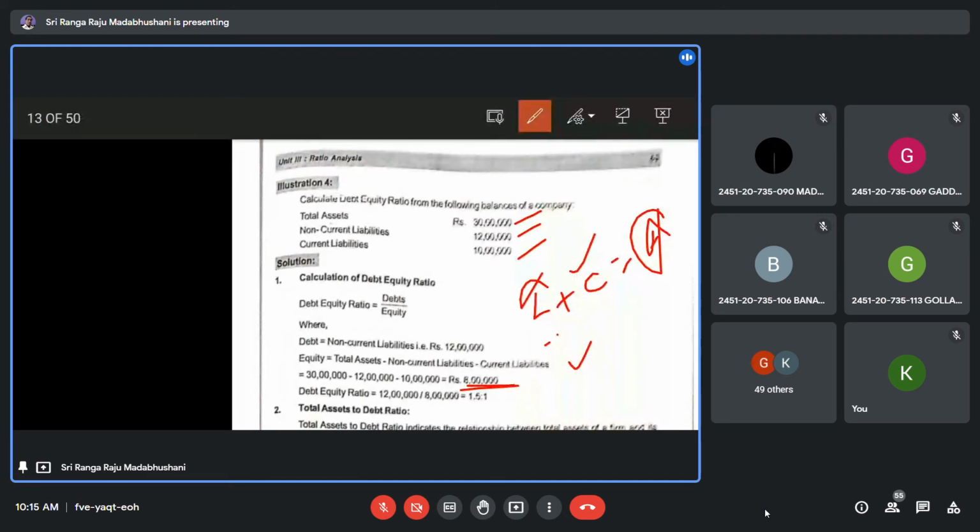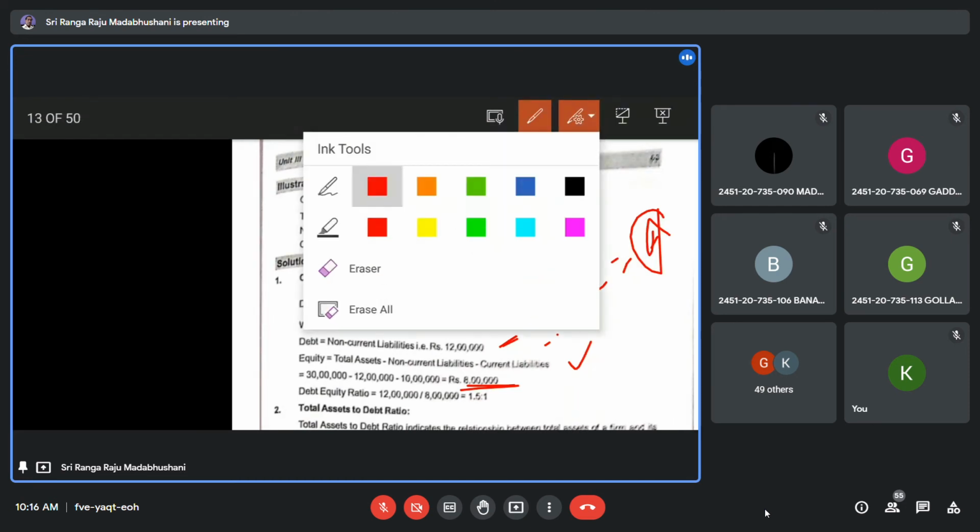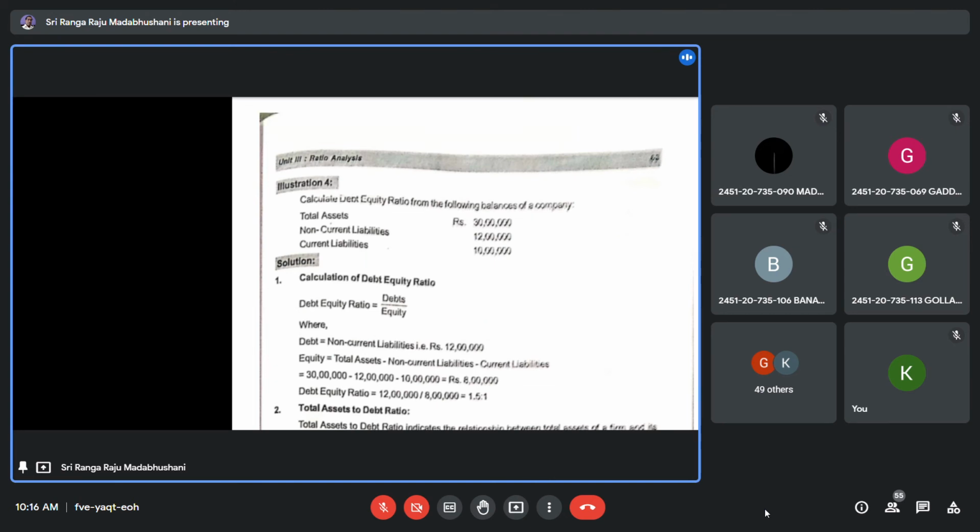Then non-current liability is the long-term loan, and current liability is the short-term loans. We only have to take the long-term, so the non-current liability is the debt. Very simple question, this one. So 12 lakhs divided by 8 lakhs is 1.5 to 1. This one is also not 3 by 2. So the financial position of the firm is not so good.